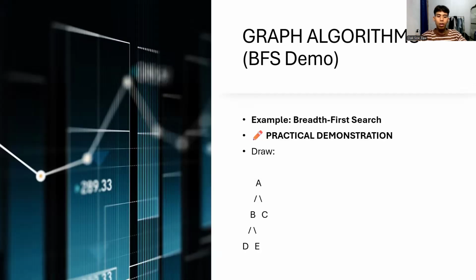Now I will demonstrate breadth-first search, BFS. It explores a graph level by level. As you can see here, if I start from node A, I will visit A first, and then I'll visit B and C. After that, I'll visit the next level, D and E. So the BFS order is A, B, C, D, E.